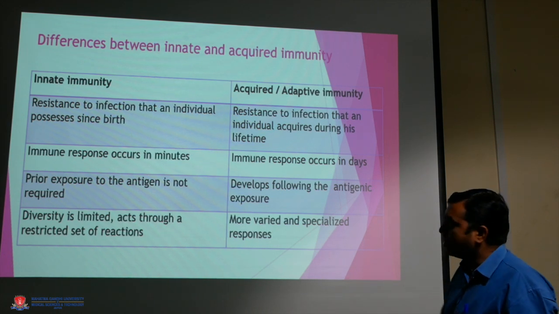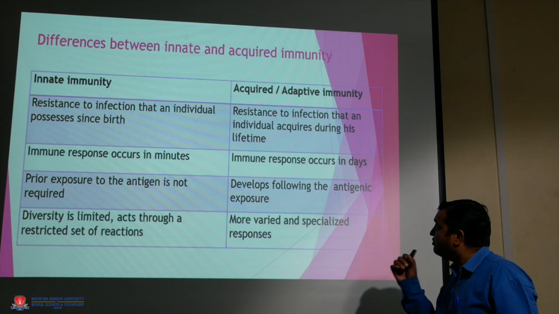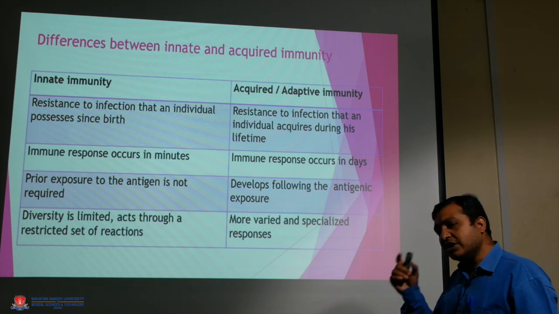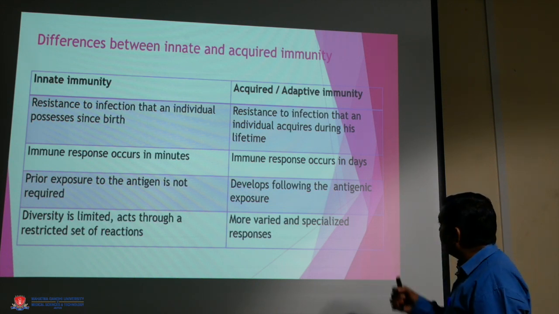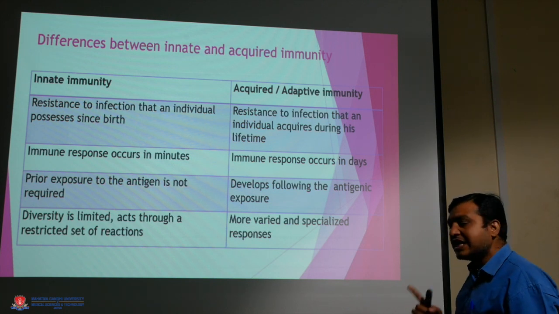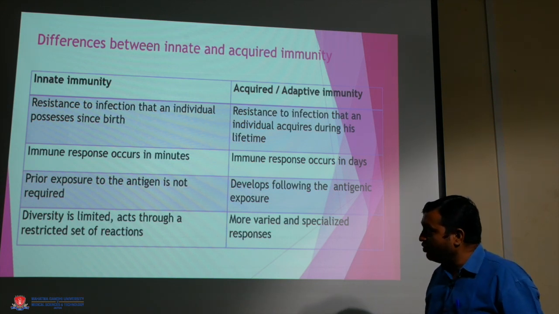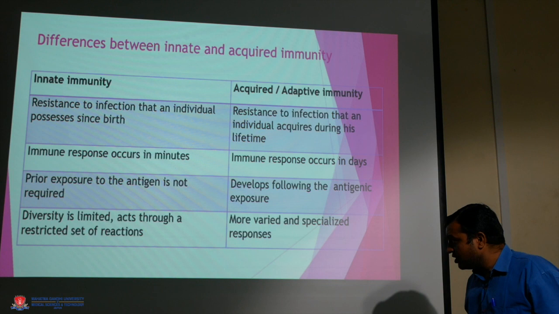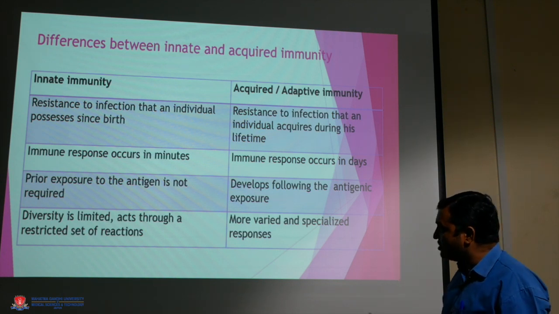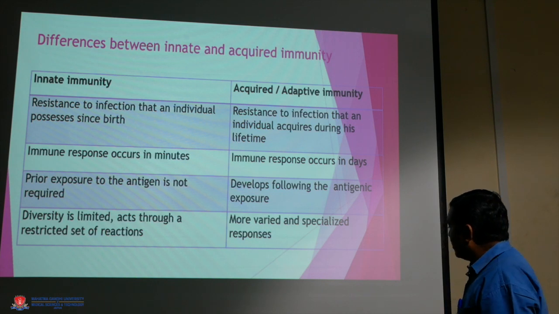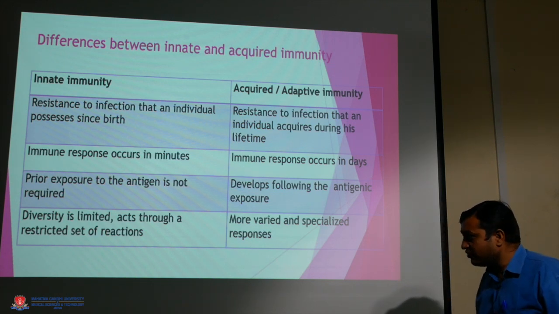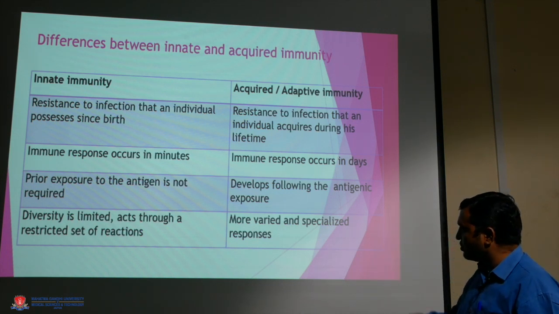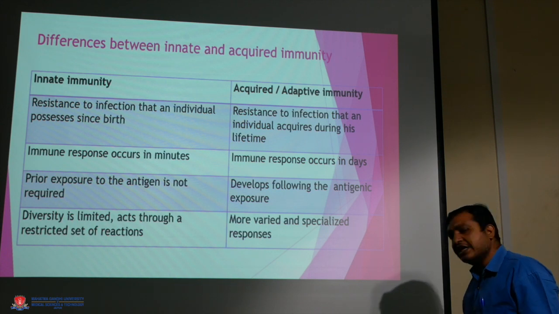What are the differences between innate immunity and acquired immunity? Innate immunity is the resistance to infection that an individual possesses from birth, while acquired is the resistance to infection that an individual acquires during their lifetime. Second, the innate immune response occurs in minutes, while the acquired immune response occurs in days. Third, prior exposure to the antigen is not required in innate, while acquired develops following antigenic exposure. Fourth, diversity is limited in innate, acting through a restricted set of reactions, while acquired has more varied and specialized responses.